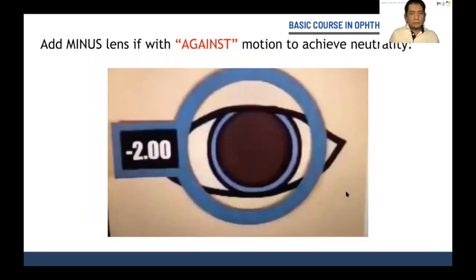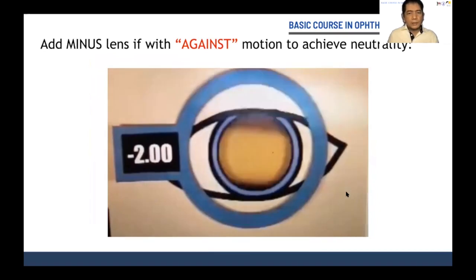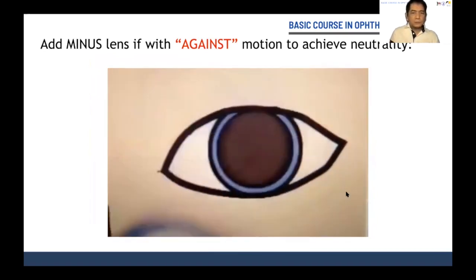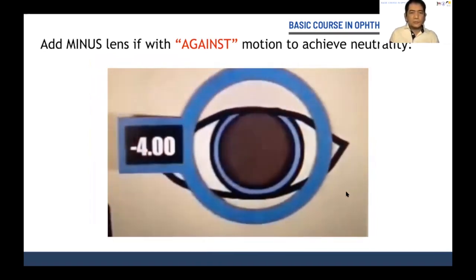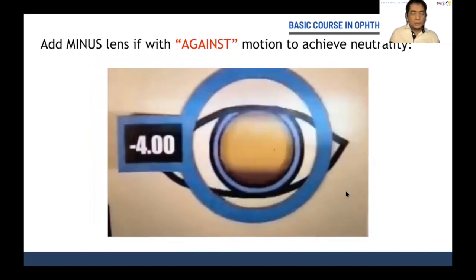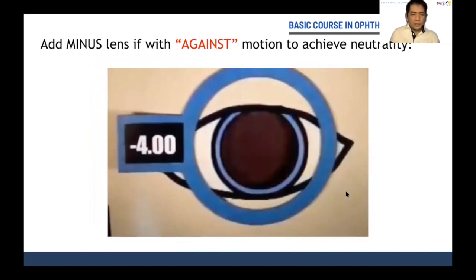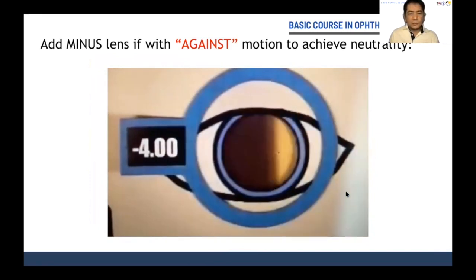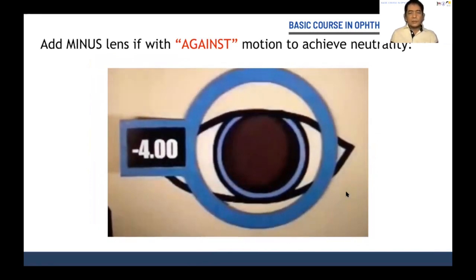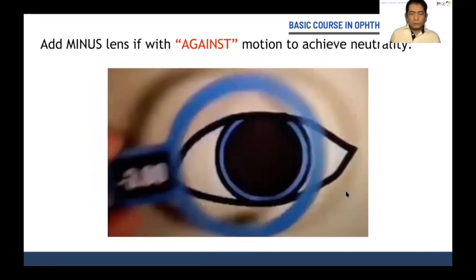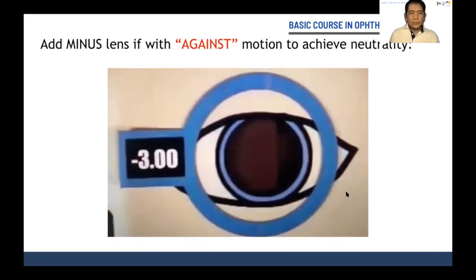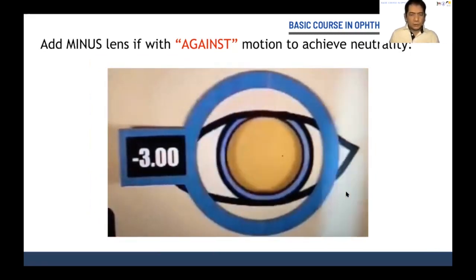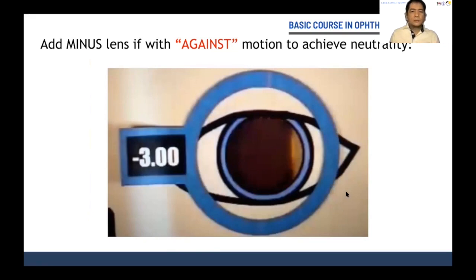Okay, so in the second video, you will observe an against movement. If it's against, you need to neutralize with a minus lens. But in this case, minus 4 turned the against into a with motion, so I think you overcorrected the eye. Again, back with minus 3 and it's neutral. Okay, so against motion, to achieve neutrality, you need to place a minus lens.